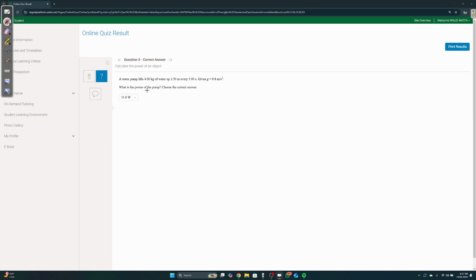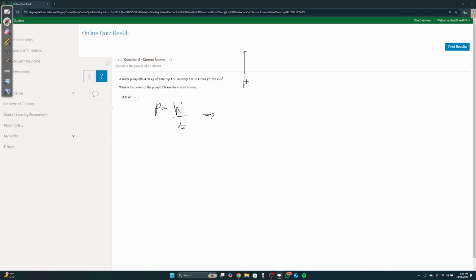Question 4. A water pump lifts 4 kilograms of water up 1.5 meters every 5 seconds. What is the power of the pump? Obviously, power is equal to work over time. What's the work? Work, we know, is force times distance. But here you don't have a force given, you're lifting water up. Let's try and recall the cases of work. Remember, work goes up.